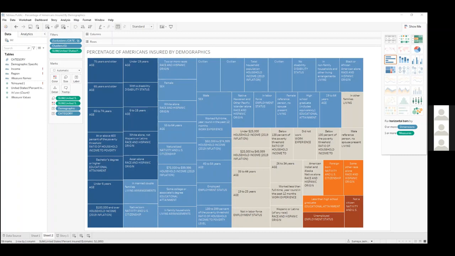This data has been eye-opening because it shows that we need to focus on making health insurance more accessible to all communities, especially for low-income and minority groups. And I hope that it bridges the gap between health insurance for all of them.